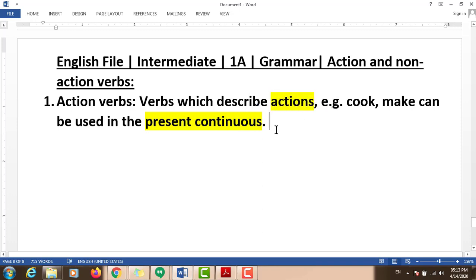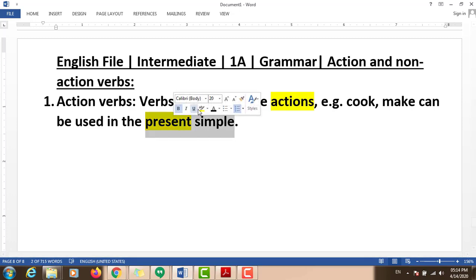Like, for example, they can be used, you cannot use them in present, we use them in present simple. Sorry for that. We use them in what? Present simple or simple present. Be very careful about this part.